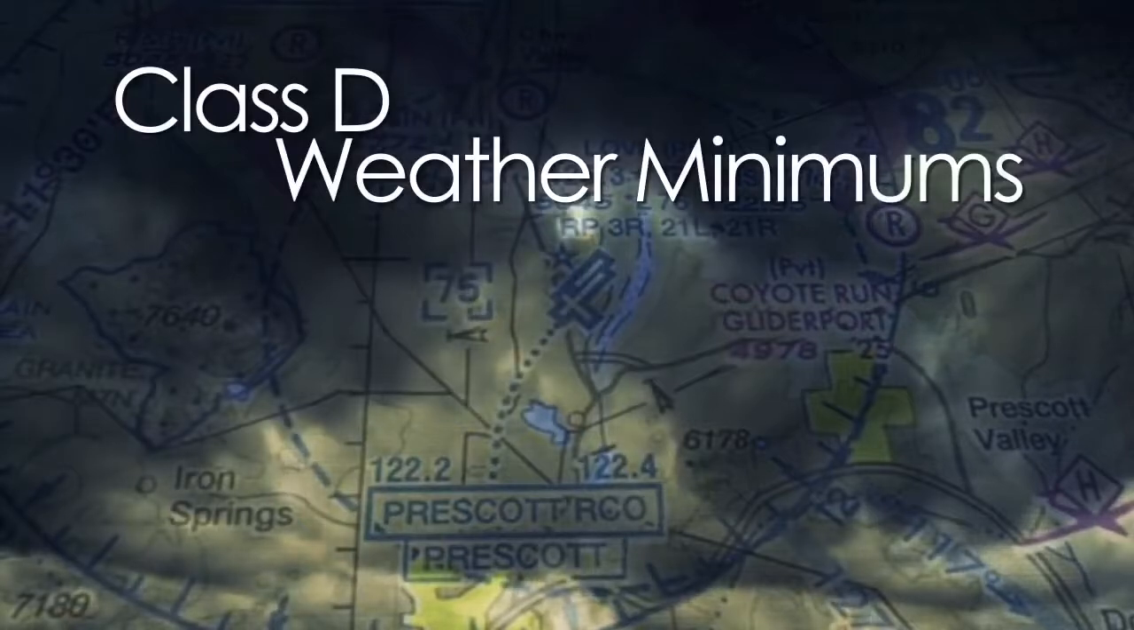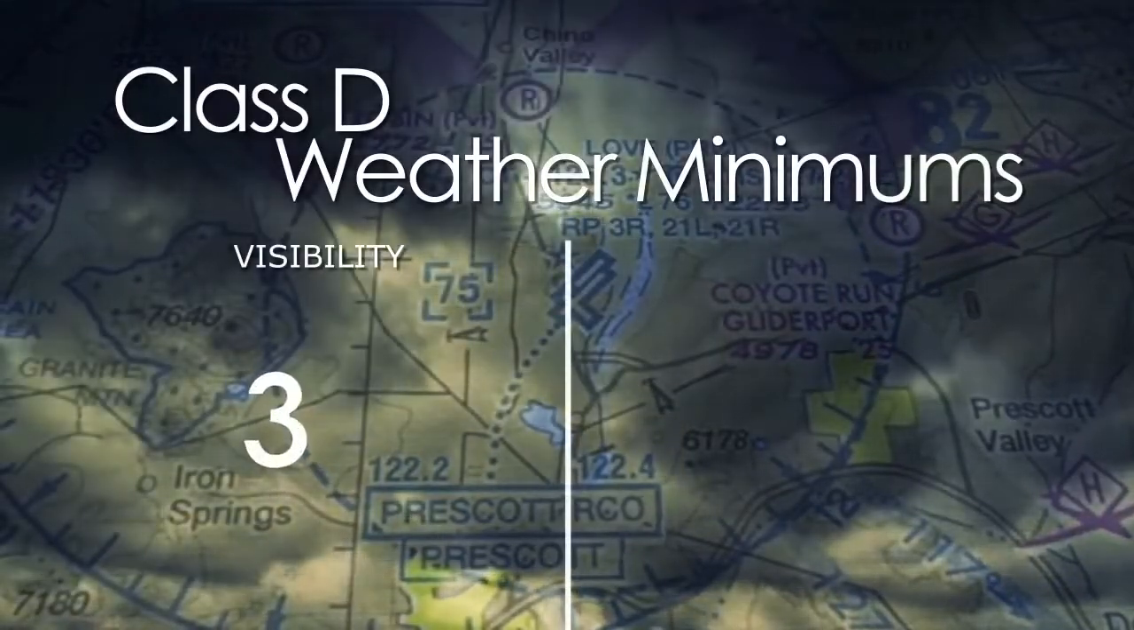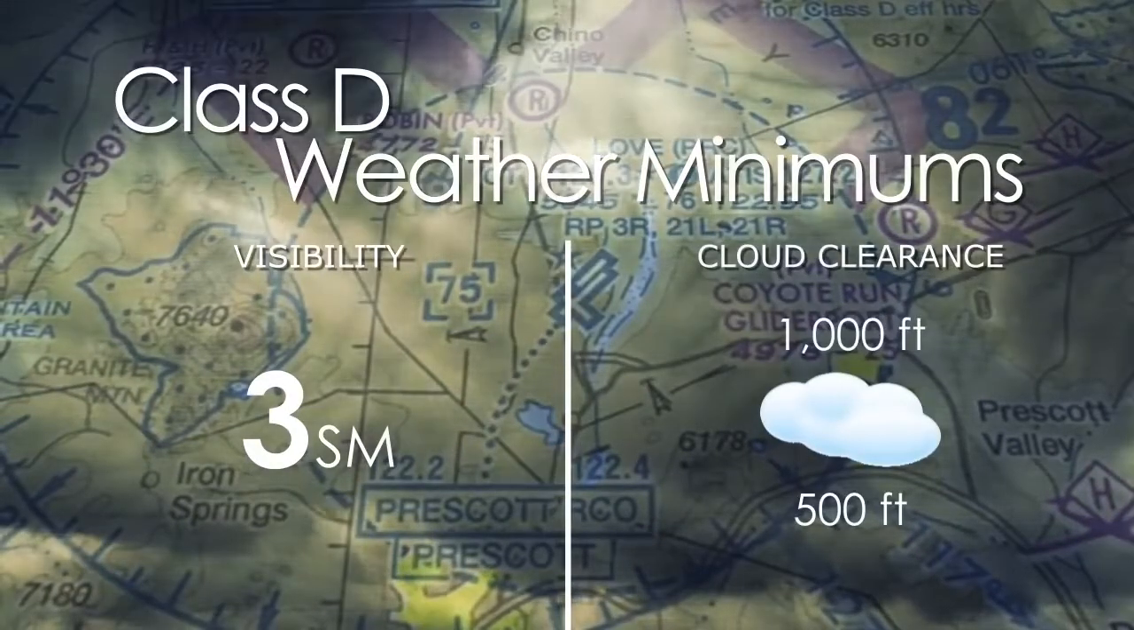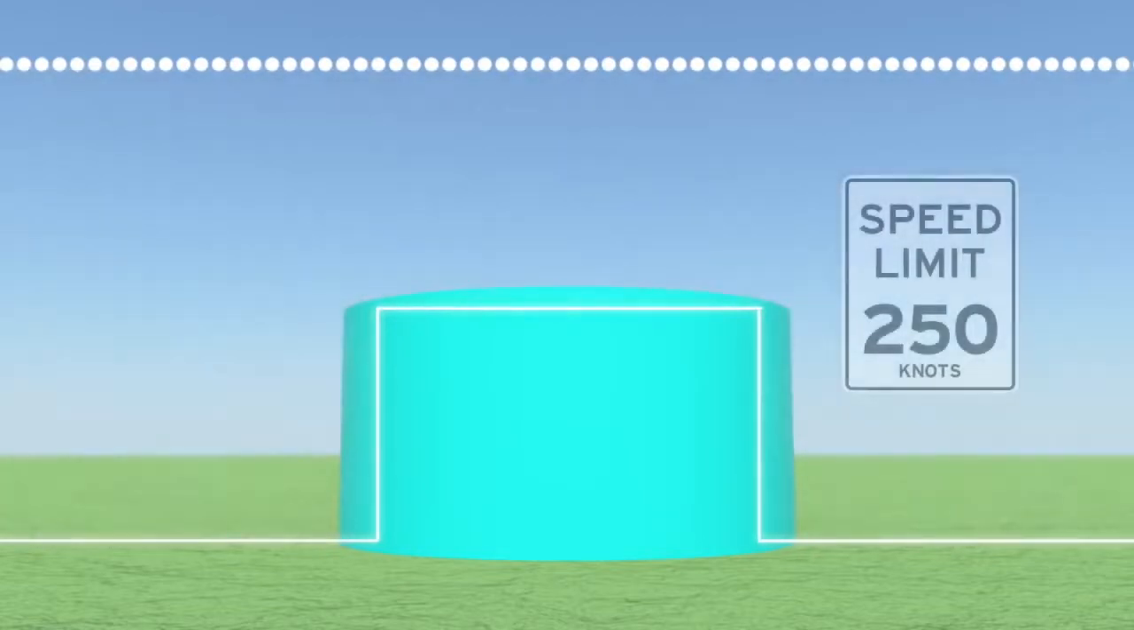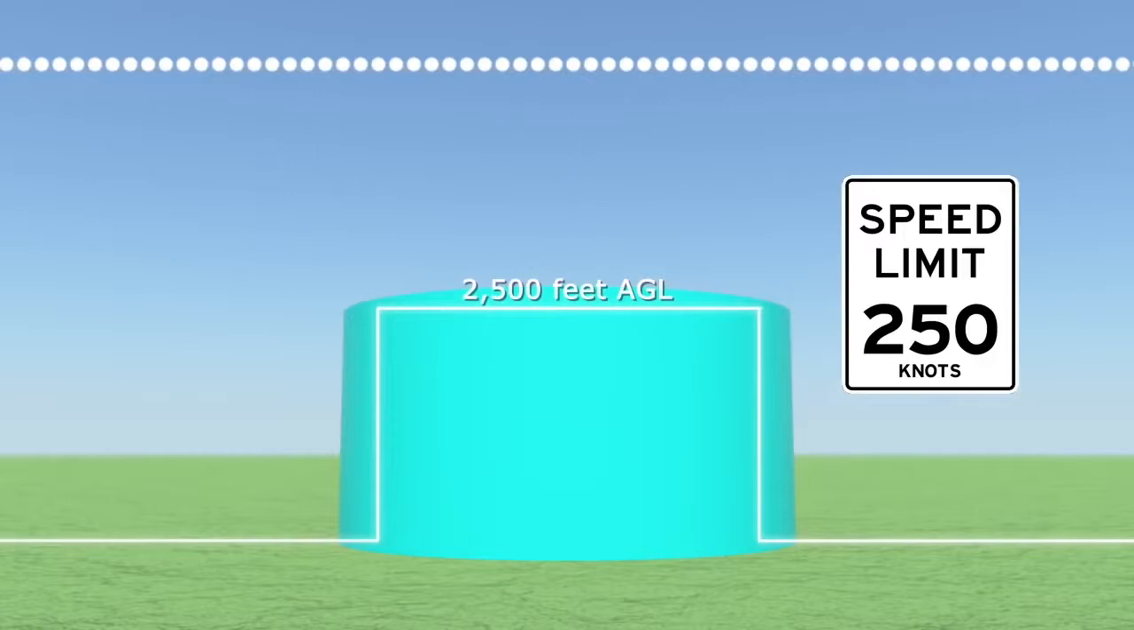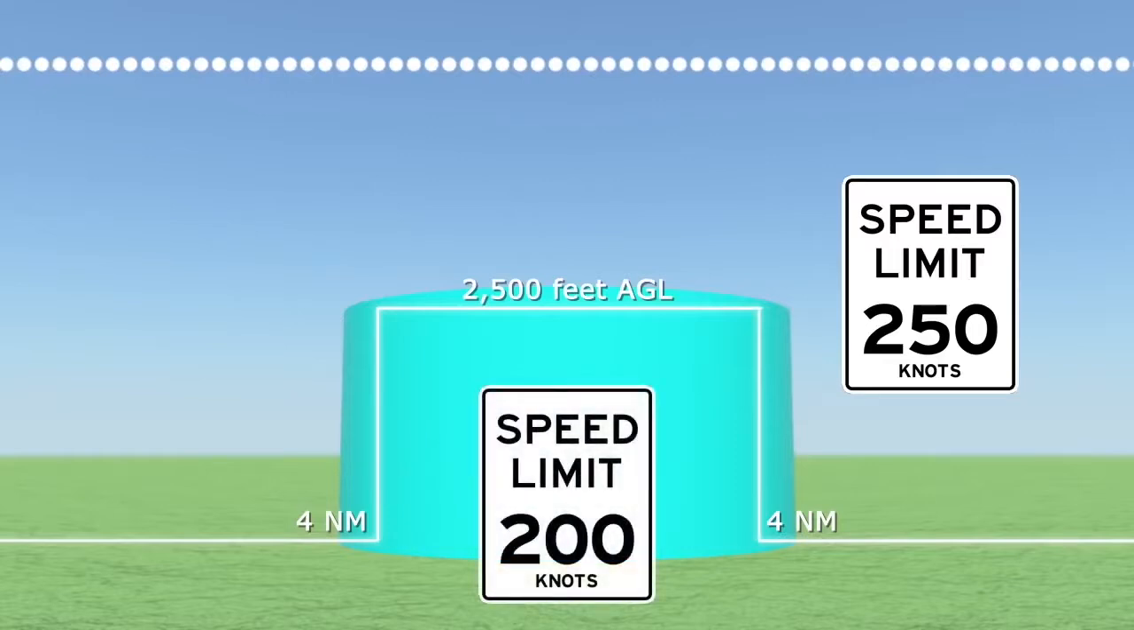Flying VFR in Class D requires the visibility to be at least 3 statute miles, and to get no closer to the clouds than 500 feet below, 1,000 feet above, and 2,000 feet horizontally. As previously stated, the maximum speed one can operate below 10,000 feet MSL is 250 knots. However, when at or below 2,500 feet AGL and within 4 nautical miles of the Class D airport, the maximum allowable speed is only 200 knots.